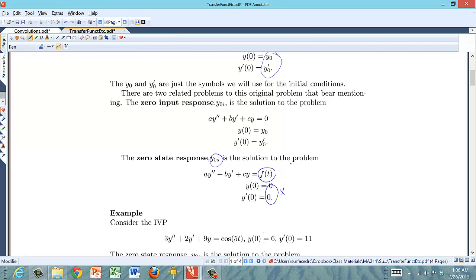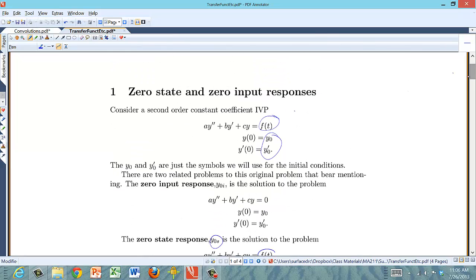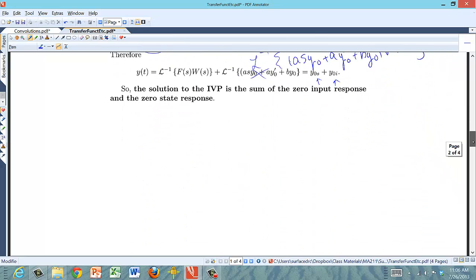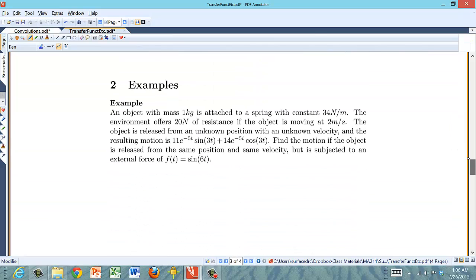Okay? And what we're saying is that the motion that occurs due to forcing and initial conditions, or the solution to the original problem, is the sum of those two effects. It's the sum of the effect that's happening because of the initial conditions and the effect that's happening because of the forcing term. So that's what this is saying. The solution to the initial value problem is the sum of the zero input response and the zero state response. Okay, so let's take a look at an example.